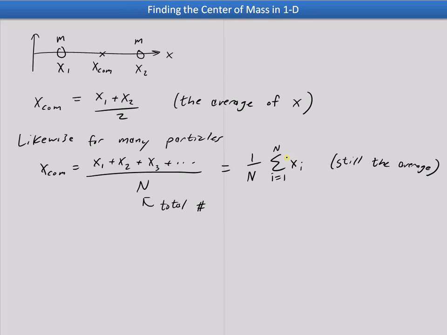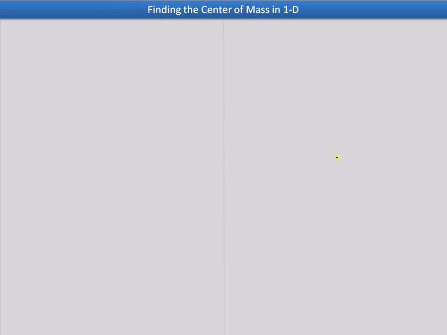Now here's a question. What happens if the masses aren't the same? How would we handle that? Because we haven't included mass anywhere in our average. In fact, what has happened is the mass has canceled out. Now, if we think about this, we want particles with bigger masses to count for more and particles with less mass to count for less. Okay, so we want our average here to be weighted by the mass.